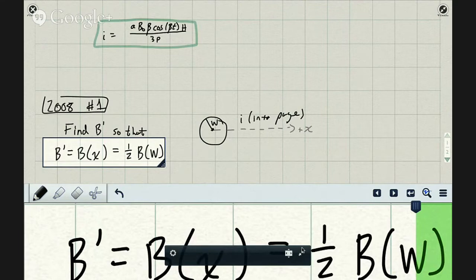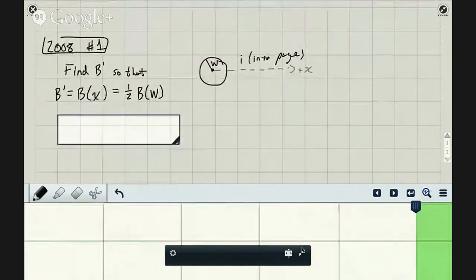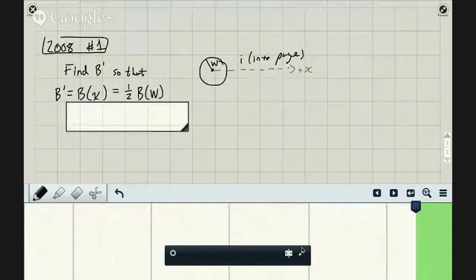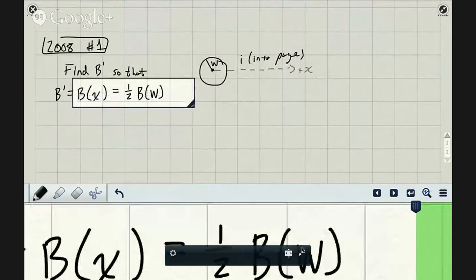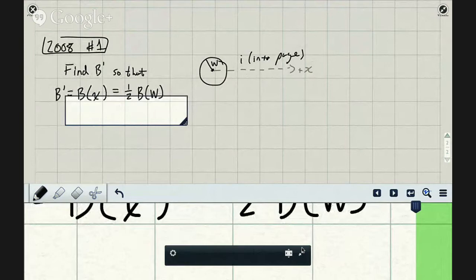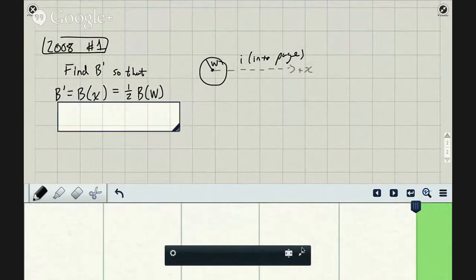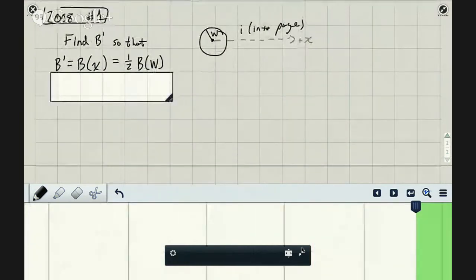So let's just go ahead and write the expression of B of x, solve for B of W, and then make this relationship show up so we can solve for x. Now, I don't know if we're going to have time to solve for x, but whatever. All right. So what law or definition do we want to use?